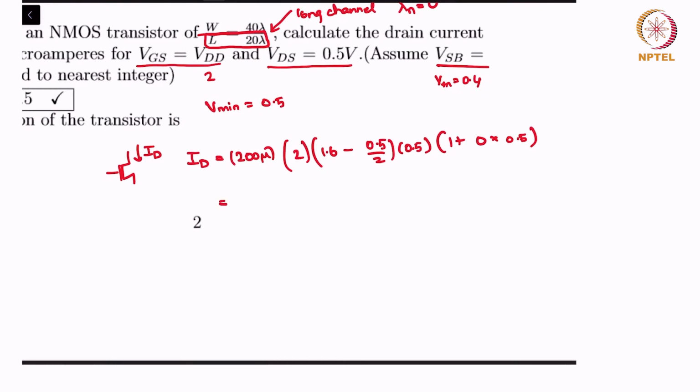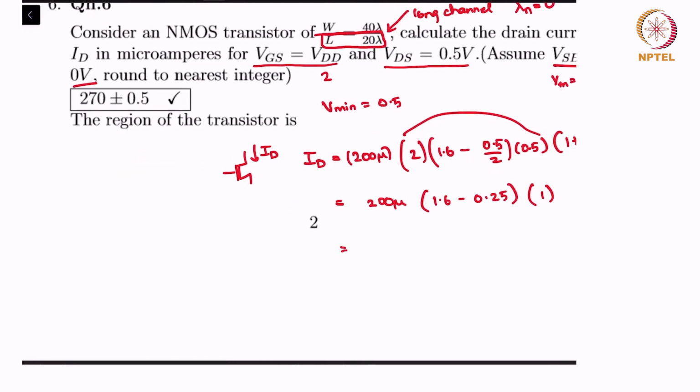Right? So this works out to be 200 micro times 2 into 0.5 is 1, so 1.6 minus 0.25, times 1 because that's 0. Sorry, this is not 400 micro, this is 200 micro. Plugging this into the calculator, we get 200 into 1.6 minus 0.25, which is 270 microamps.